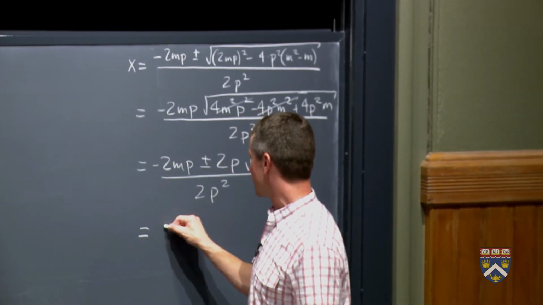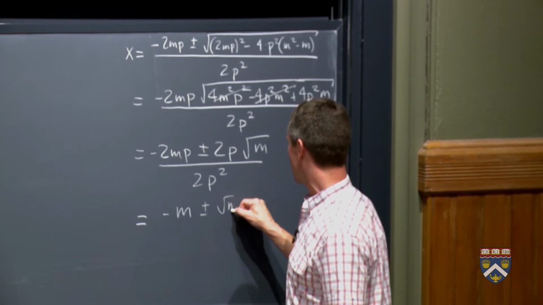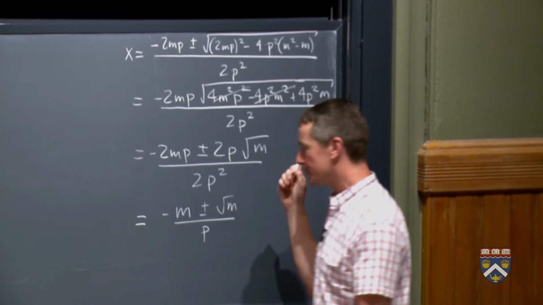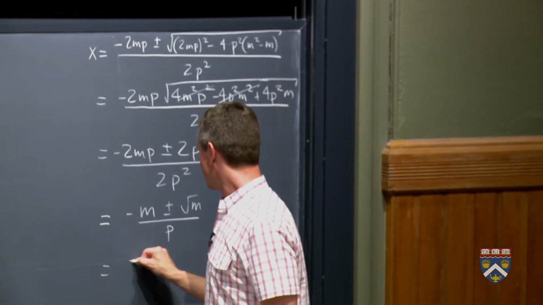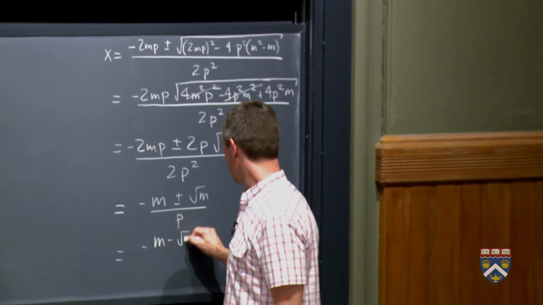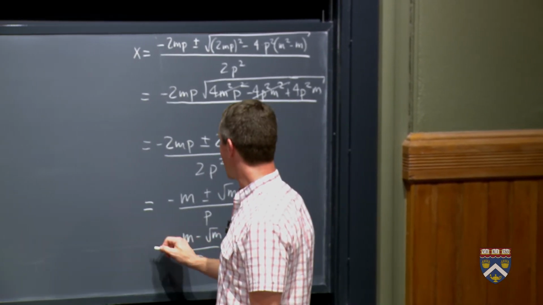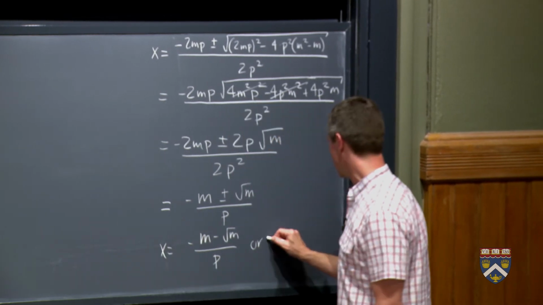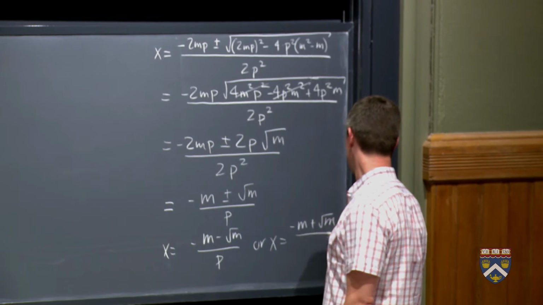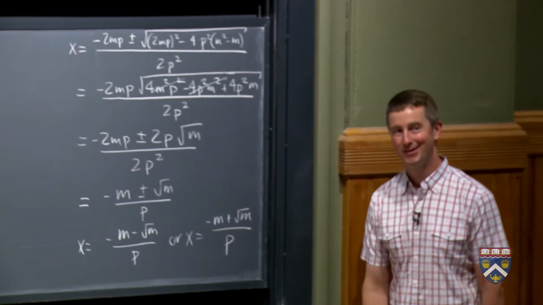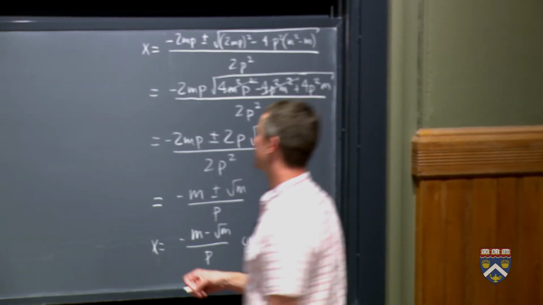So the only thing left from this first term is a negative m. The only thing left from this is plus or minus square root of m all over p. So what is that saying? That the roots are negative m minus root m over p, or, so that's just saying x equals this, or x equals negative m plus root m over p. So this really did simplify quite surprisingly nicely by doing the quadratic formula.